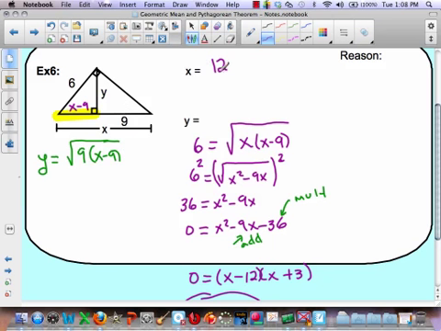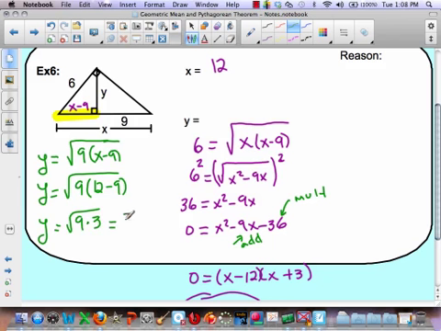So we're going to take the 12, and we'll plug it in over here for the y. So y is equal to the square root of 9 times 12 minus 9. Y equals the square root of 9 times 3, which then gives us 3 radical 3. There we go. So that was fun. Oh, then you got it. This is a tough one. This is one of those tough lessons. Let's take a look at one more.